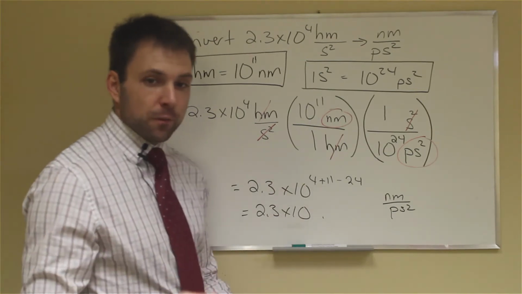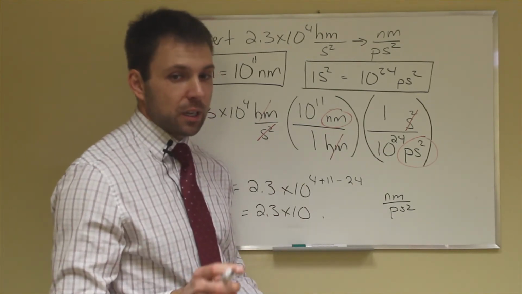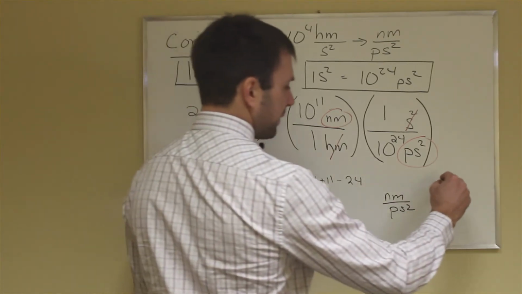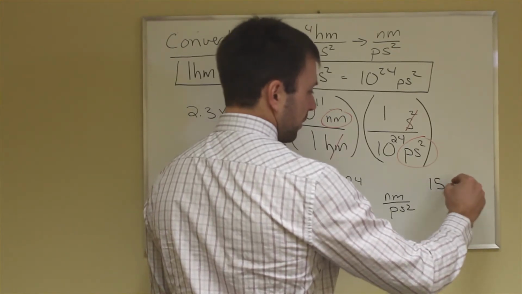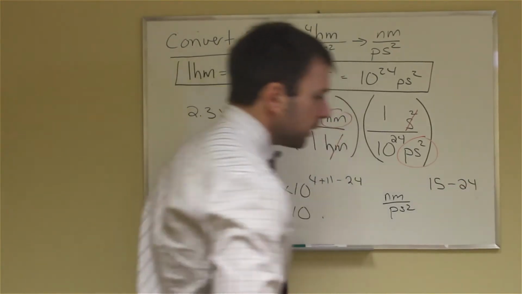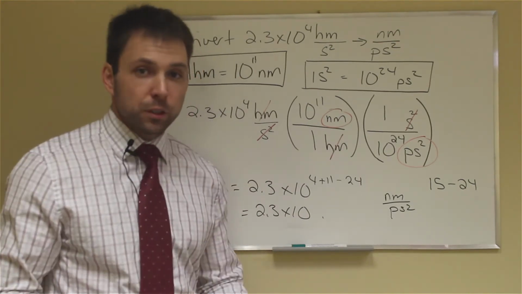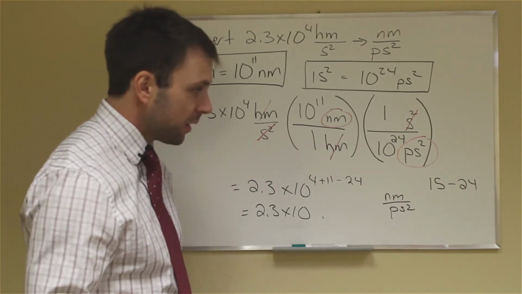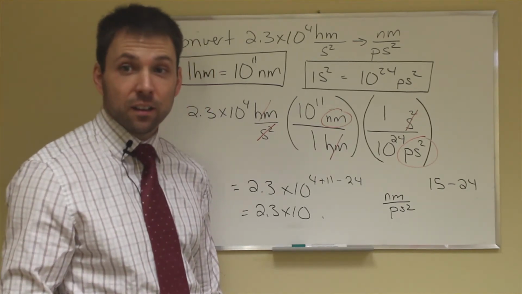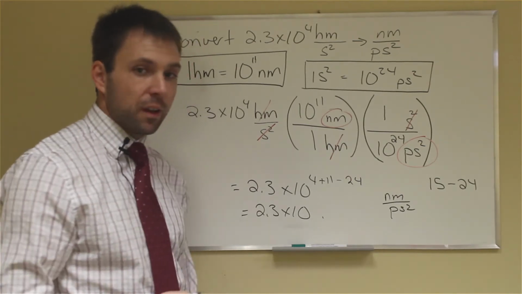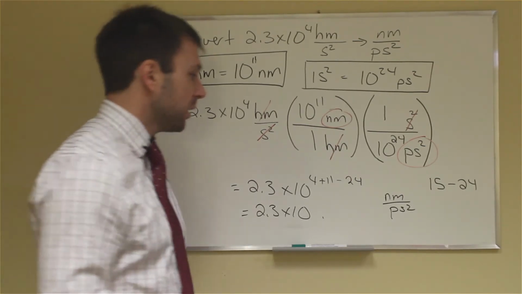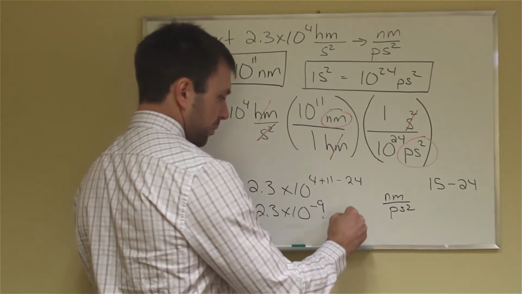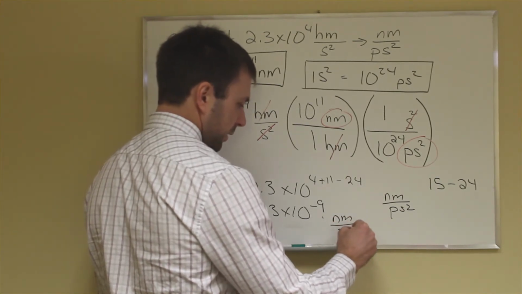So again, if you're in a testing situation, you want to be careful when you're doing these types of calculations because lots of times students make mistakes. So 4 plus 11, that's easy. That's 15 minus 24. So what I would do first is I would go 15 minus 10, which is going to give me 5. If I minus 10 again, that's going to give me negative 5. And then if I minus 4, that gives me negative 9. So this is going to be 10 to the power of negative 9 nanometers over picoseconds squared.